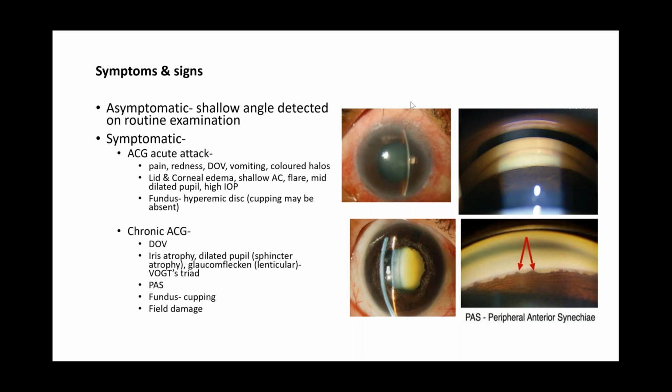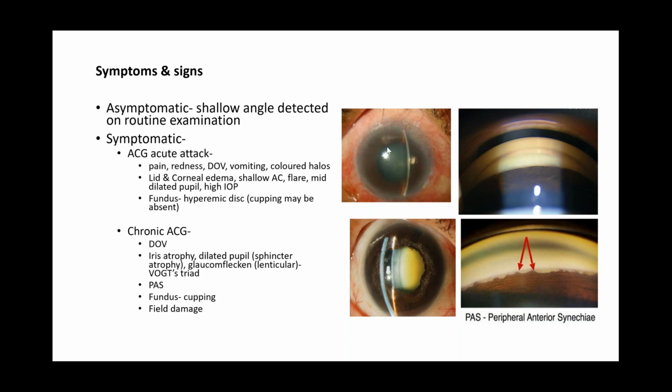Okay, on examination, here you can see the cornea is hazy. In one image the cornea is clear. In the other image, the cornea is hazy. Okay, and this is the corneal section, the brown is the iris section. So the anterior chamber depth is shallow. Okay. In the anterior chamber, you could also see cells and flare.